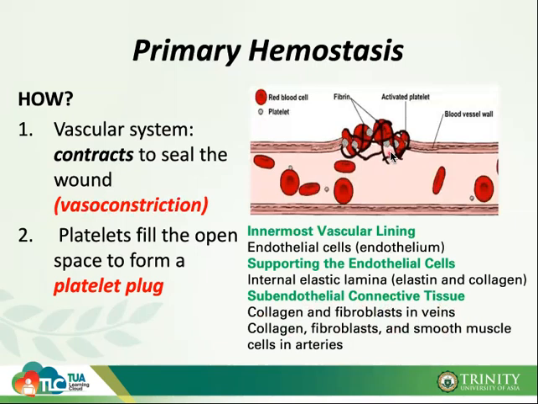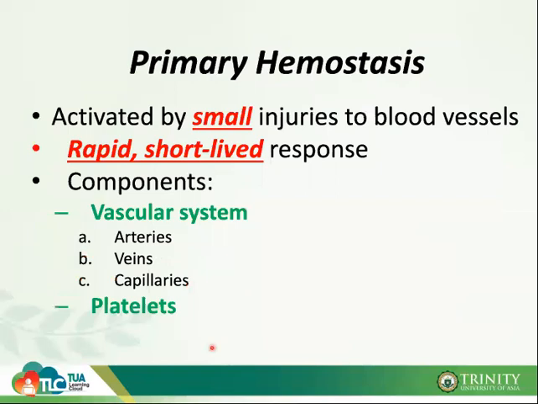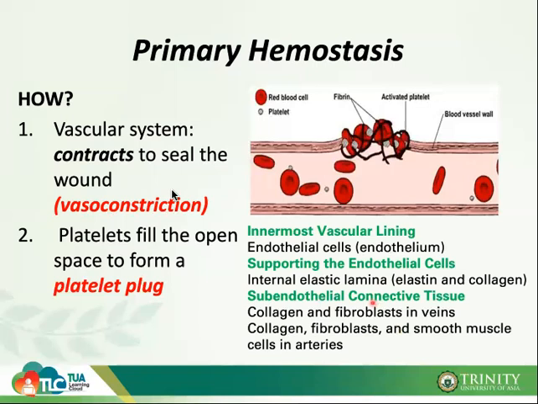To summarize everything that I just mentioned about primary hemostasis, it is simple. Once there is a small injury in the blood vessel, a rapid and short response called primary hemostasis will take place. Again, the key players are your vascular system and your platelets. How do they prevent bleeding? They prevent bleeding by first sealing the wound. How do they seal the wound? By the initial hemostatic response, which is your vasoconstriction. Afterwards, platelets will fill in the gap, or the open space coming from your wound, producing a platelet plug. In other books, you can read it as your primary hemostatic plug.